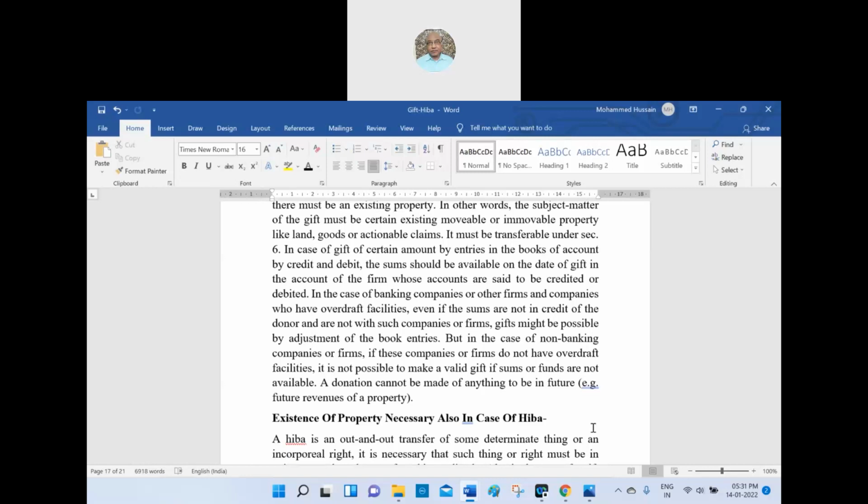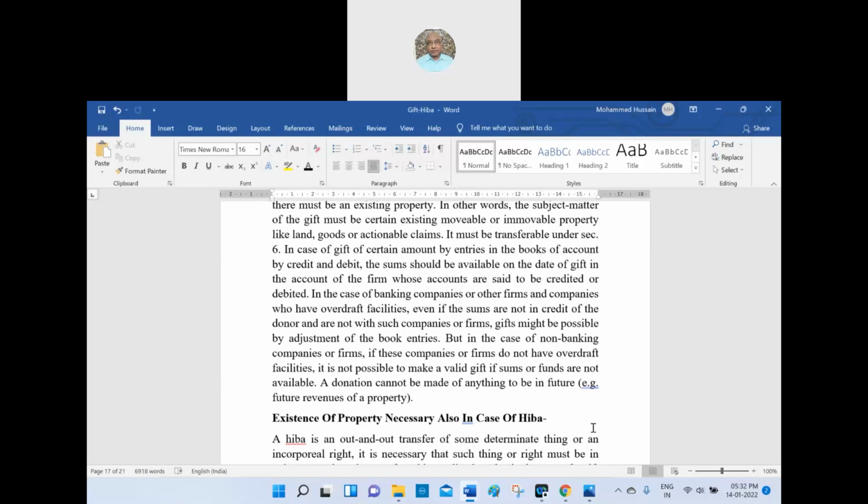But in the case of non-banking companies or firms, if they don't have the overdraft facility, it is not possible to make a valid gift because they don't encash it. Then it's not a valid gift if there is no overdraft facility with the client in those companies or banks. The funds are not available. A donation can be made with anything to be in future.